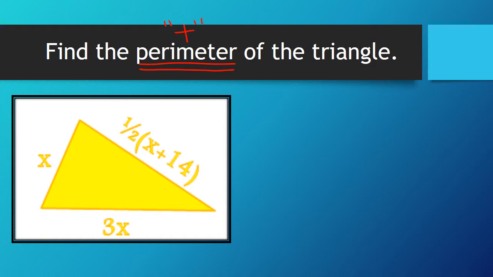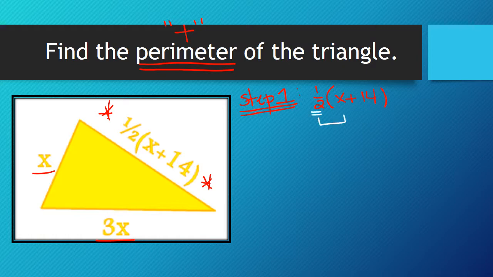Now, when you look at the sides, you see an x, you see a 3x. Those are fine. But then we see here this parentheses, which is what we dealt with earlier in the video. So my first step, if I were you, if I were to write out steps, would be to actually figure out what that side of the triangle would be without parentheses. So I have 1/2 x plus 14. And I'm going to just solve this to figure out what that side is.